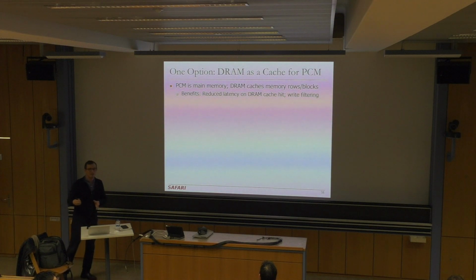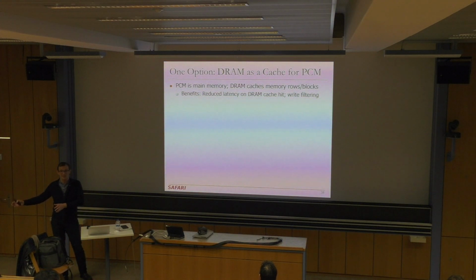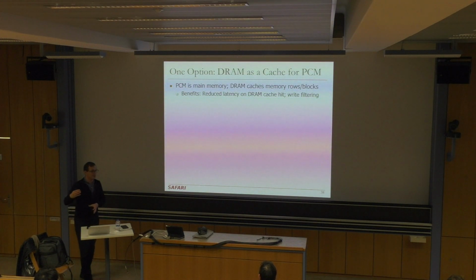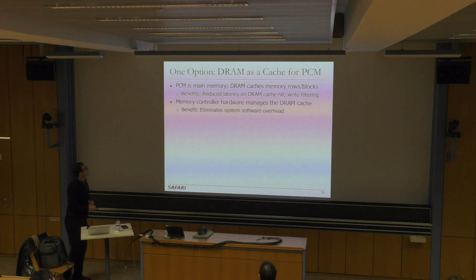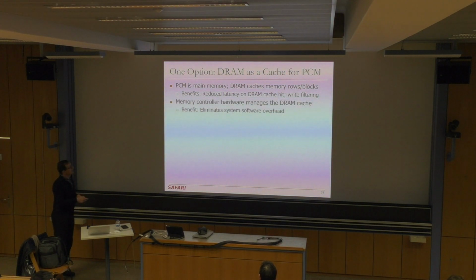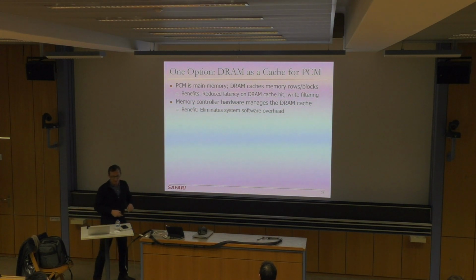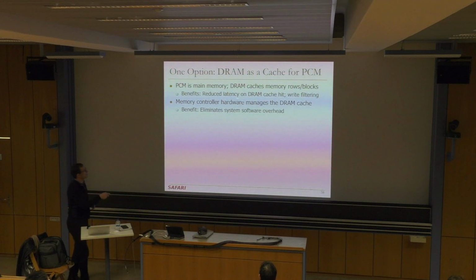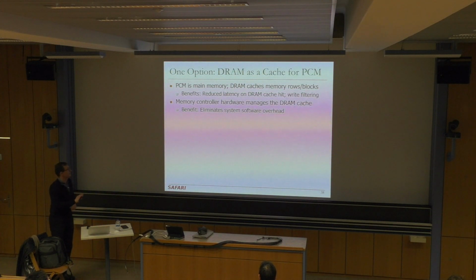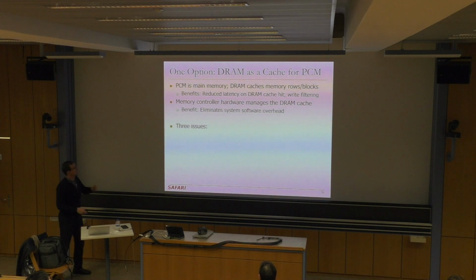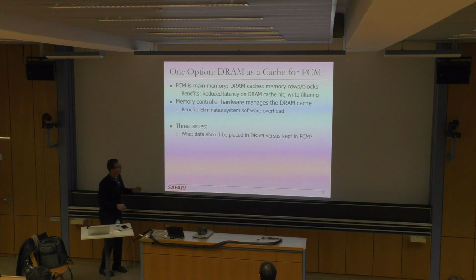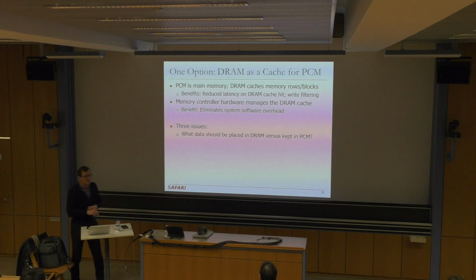It's very similar to how DRAM is used in an SSD that manages a flash. And memory controller hardware manages the DRAM cache. This eliminates the system software overhead. You could do some of the management in system software, but it's a lot of overhead if you just do it purely in system software. So we're going to assume memory controller hardware does the management. So there are 3 issues over here. One is what data should be placed in DRAM versus kept in phase change memory.